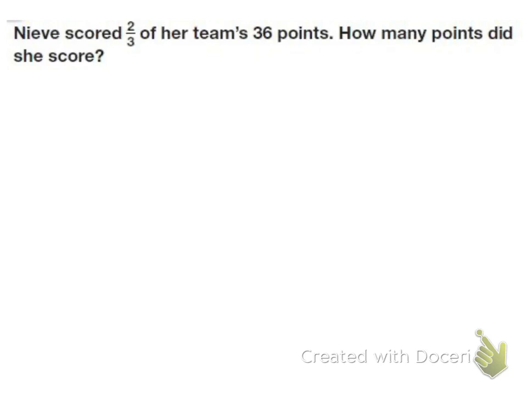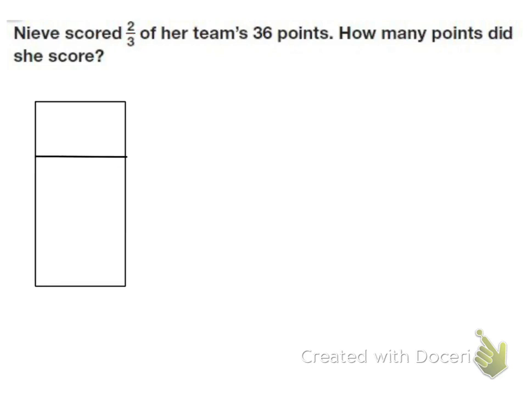So this says Naive scored 2/3 of her team's 36 points. How many points did she score? So I'm first going to start off by drawing my diagram. And we do that by drawing a rectangle. Then I'm going to divide that rectangle up into parts. And I know how many parts to divide it up to because of my fraction. The denominator is in thirds, so I'm going to divide my diagram up into thirds.